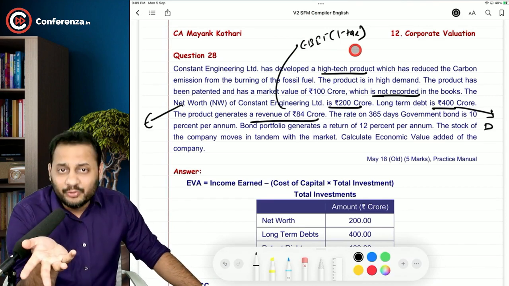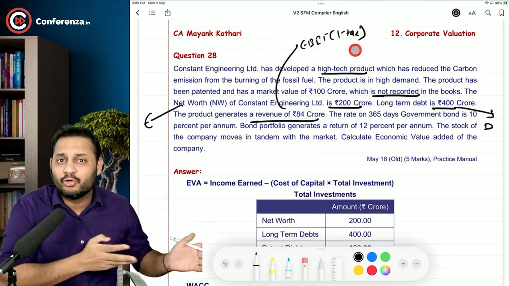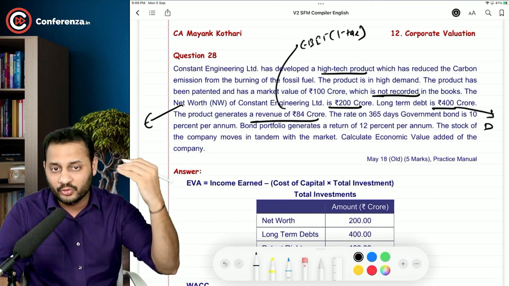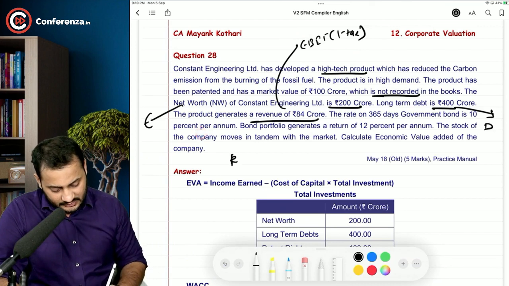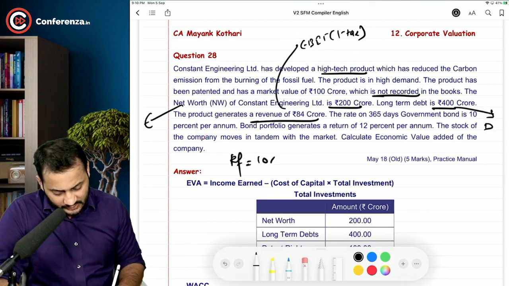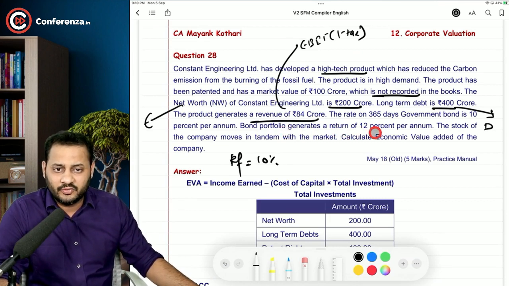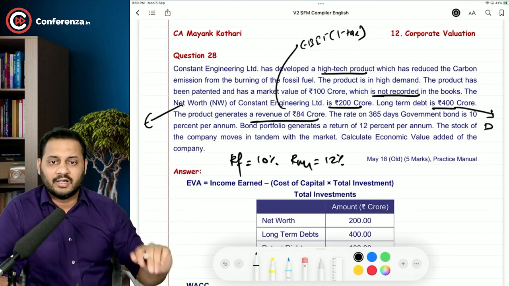Otherwise we cannot calculate the EVA. We cannot write in the answer that because the data is not given, we are not going to calculate it. No, you will have to take the assumption and give proper note of it. The rate on 365 days government bond is 10%. That's the risk-free rate, I think. 10%. Bond portfolio generates a return of 12% per annum. They want to say it as 12% market return.